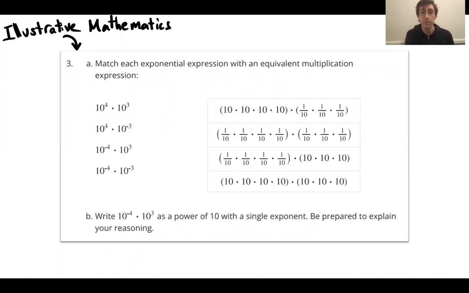This is from Illustrative Mathematics, another US curriculum resource, which is also open and free. The question here is to match each exponential expression with an equivalent multiplication expression. A lovely task, I think. Write 10 to the negative fourth times 10 to the third as a power of 10 with a single exponent, which is what I gather you folks in the UK call index.